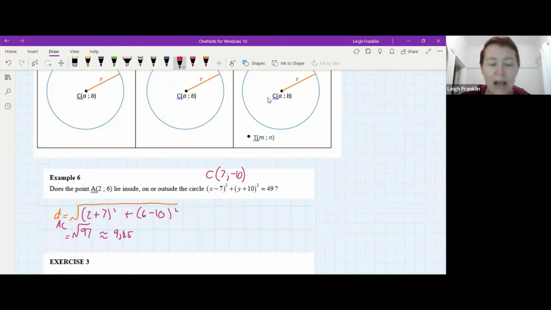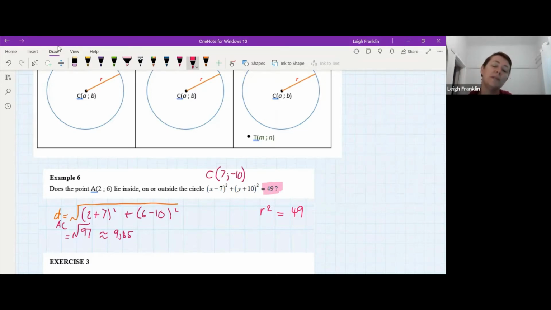All right, so now let's have a look at the length of the radius. What does this number 49 over here represent? What is it equal to? Ma'am, it's the length of the radius squared. Quite right, Bootle, it certainly is. So r squared is 49.